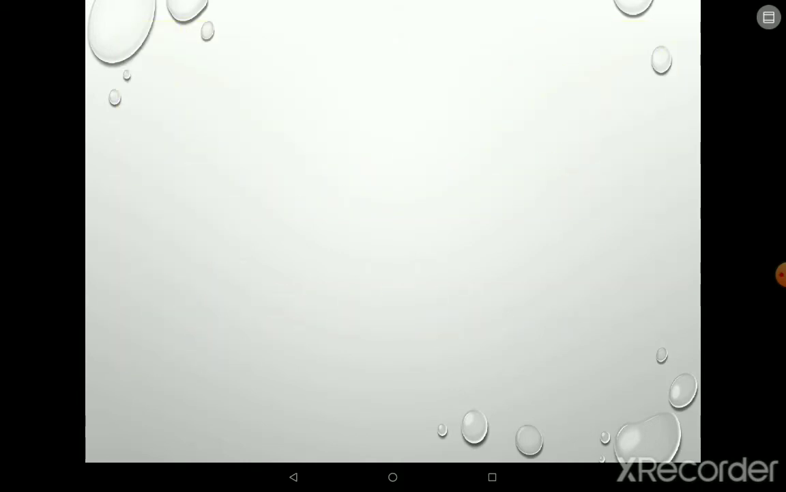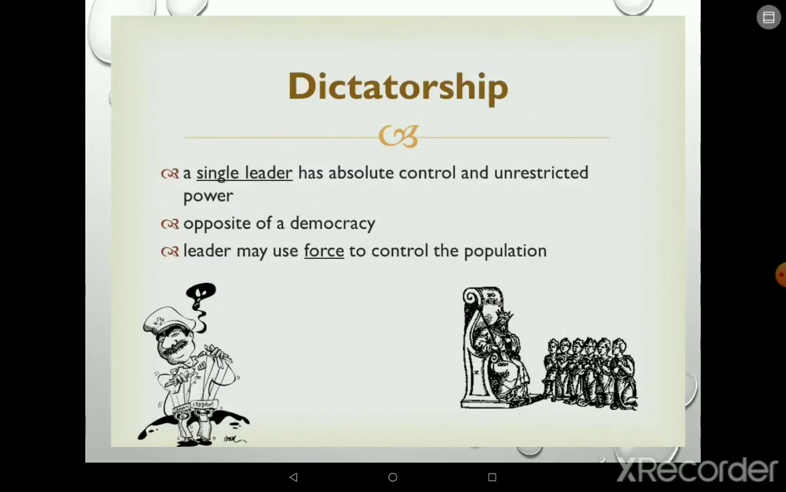Next, we have the dictatorship. Dictatorship is when one single person heads or rules the government and governs only on the basis of his or her own wish. According to his or her own wish, that person is going to rule the country or the government, without any election or paying any attention to the wishes of the people of the country.